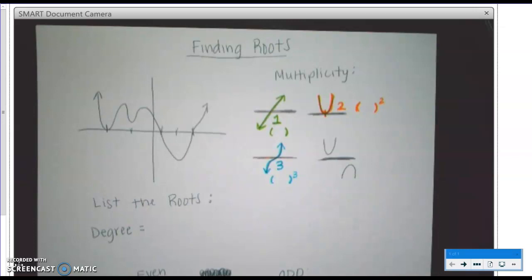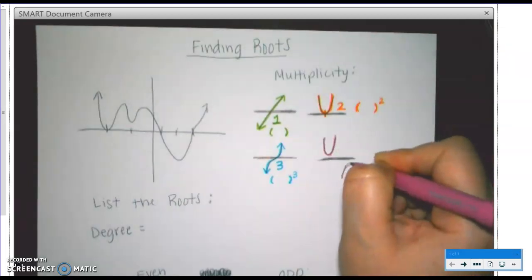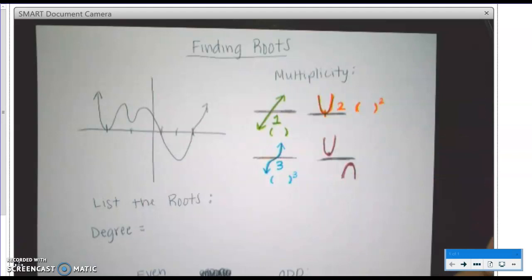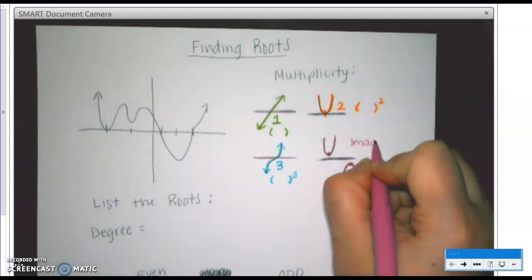All right, now we can't find imaginary roots on a graph. Imaginary means they are not a part of the real number system, so we're not going to be able to graph them. But we can sometimes tell by looking at the graph if there are going to be imaginary roots. Imaginary roots show up when there's a part of the graph that looks like a parabola, but the vertex of the parabola doesn't make it all the way to the x-axis. It's going towards the x-axis, but it never reaches the x-axis. That's when you have imaginary roots.